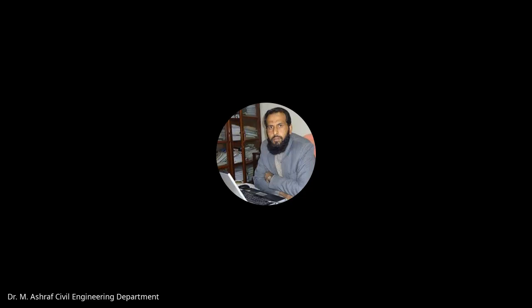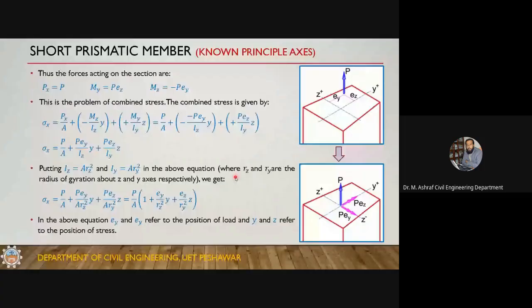Okay. So we can write the moment of inertia in this format also. And by definition, the radius of gyration is r equal to the square root of I by A. This is the definition of the radius of gyration. You can calculate the radius of gyration using this formula.